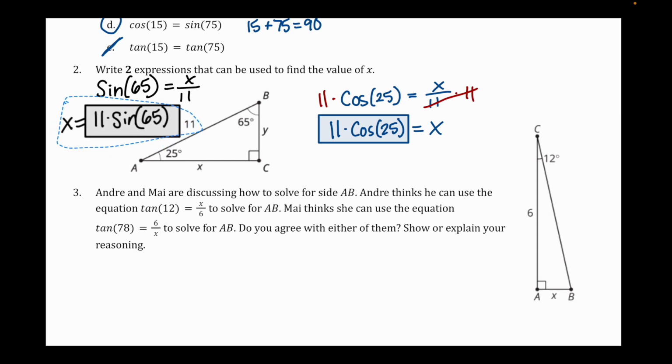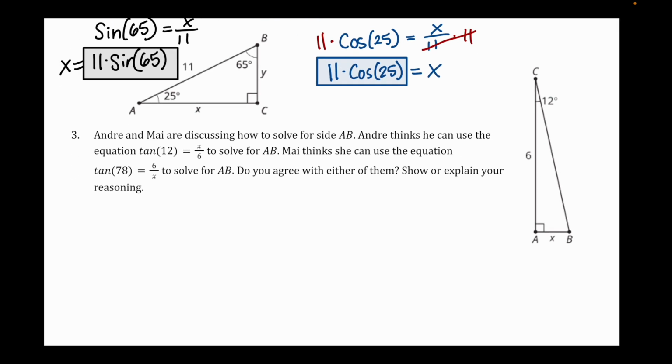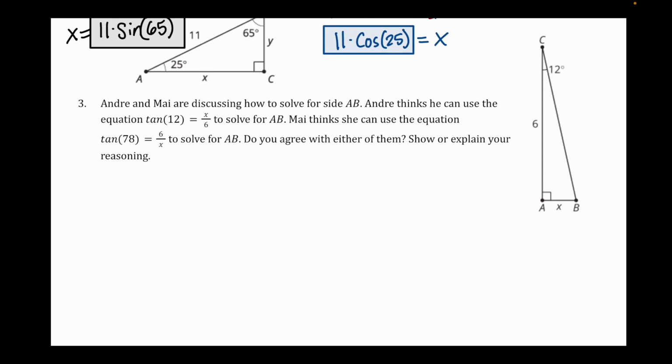There we go. That way you can still see them, but I'm going to need this diagram for my other question over here, which is question number 3. So Andre and Mai are discussing how to solve for side AB. So let's indicate side AB. AB is labeled here as x. Andre thinks he can use the equation tangent of 12 equals x over 6 to solve for AB, and Mai thinks she can use the equation tangent of 78 equals 6 over x to solve for AB. Do you agree with either of them, and show or explain your reasoning?